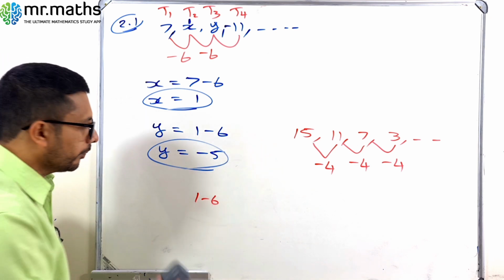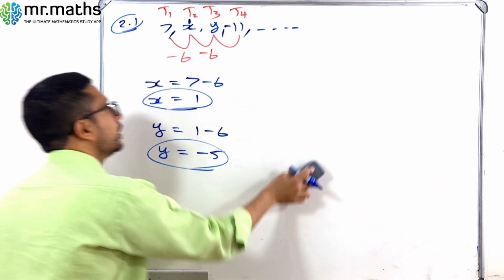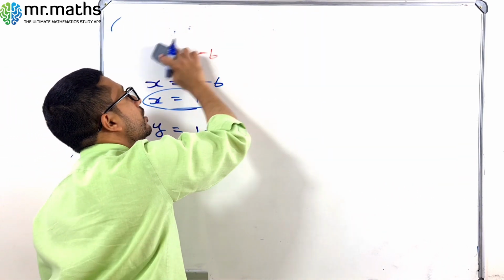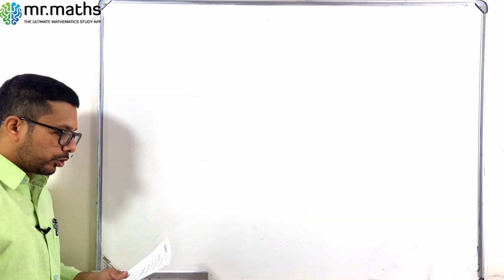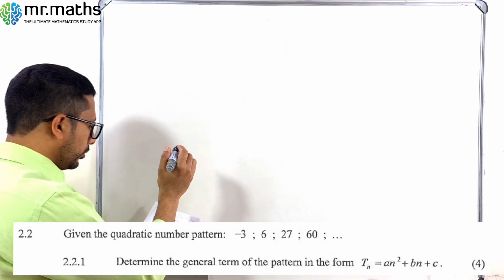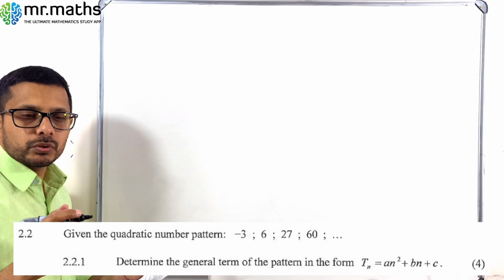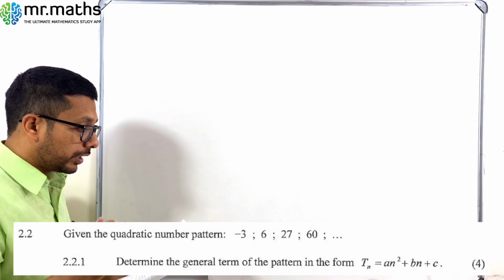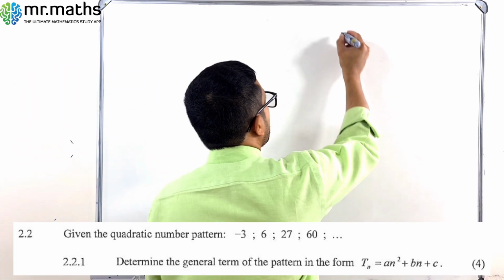You understand? Okay. So that is question number 2.1. Now, let's move to the next question. Question number 2.2. Given the quadratic number pattern. So it is given in the question that the one given is a quadratic number pattern. So what is the number pattern?